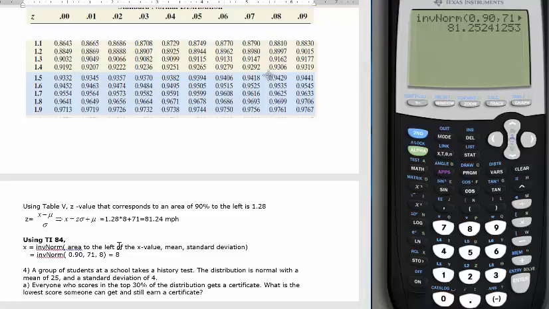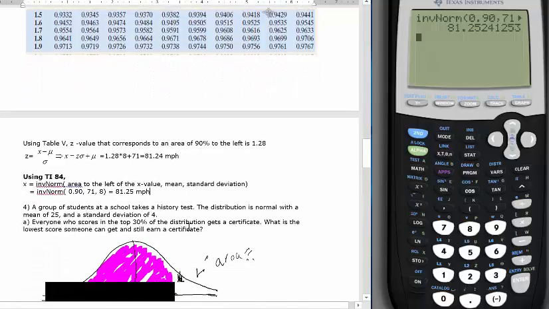Perfect match. 81 point, almost perfect match. Which one is more accurate? The calculator is more accurate because we round the z-scores, but on the calculator we don't. Okay, this is very much it. That summarizes everything about how to find normal probabilities. I'm going to do a couple more exercises using the inverse normal function in here.